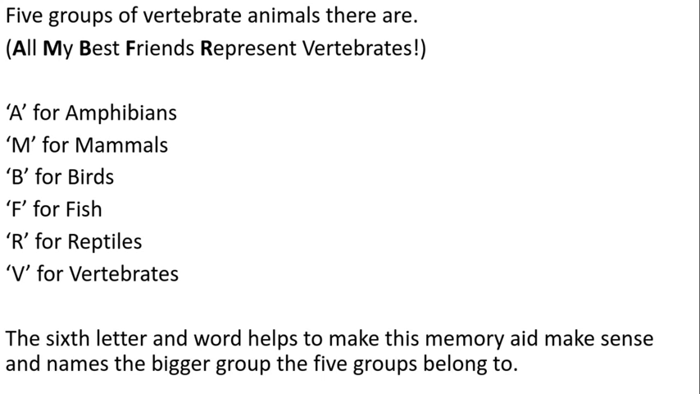So the A in all stands for amphibians. The M in my stands for mammals. The B in best stands for birds. The F in friend stands for fish. The R in represent stands for reptiles. And the V in vertebrates stands for vertebrates. It's a way to help us remember. And remember, it's called a mnemonic device.